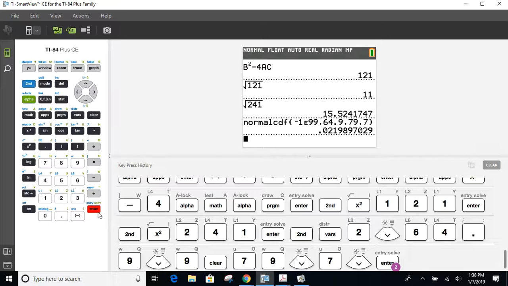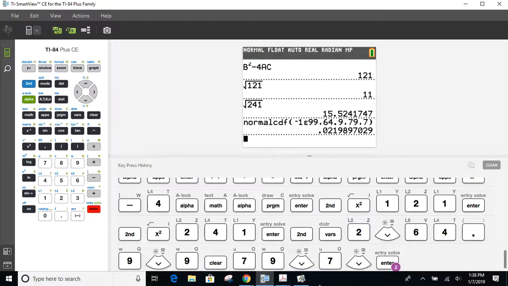Okay, let's talk about this number that I just got out. That's not how many kids. That's what we're looking for. That's not how many kids. This is the percent, as a decimal, that got below 64.9.